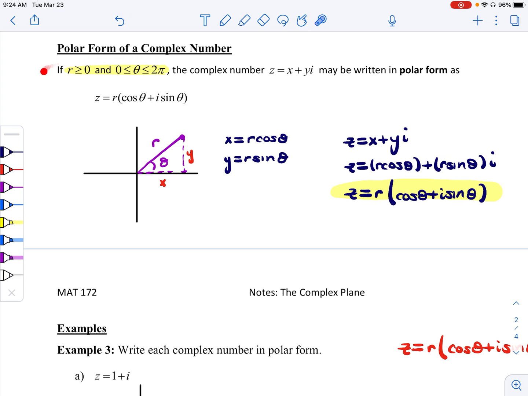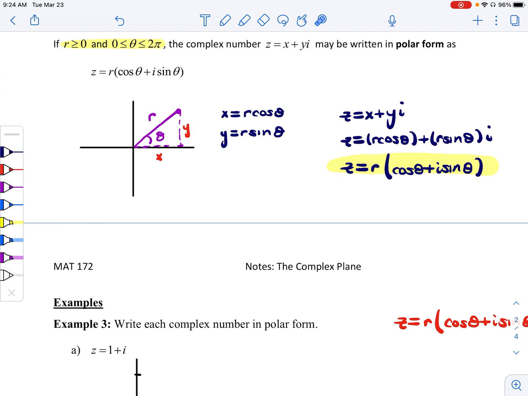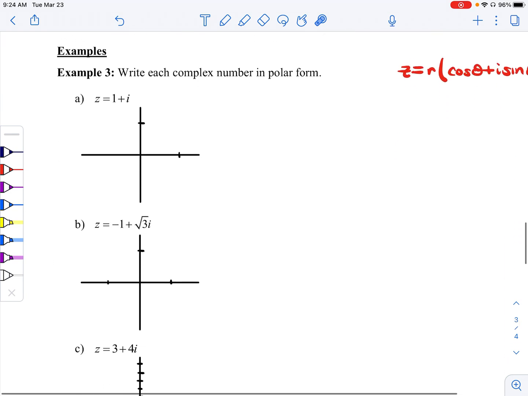Now, one thing that we need to pay extra close attention to is that when we're using the polar form of a complex number, there are two conditions that we have to satisfy. The radius has to be positive, so we're not allowed to use a negative radius when we're dealing with complex numbers. And the angle has to be between 0 and 2 pi, so we also have to have a positive angle. Let's take a look at a couple examples of switching back and forth between rectangular form or standard form and our polar form.